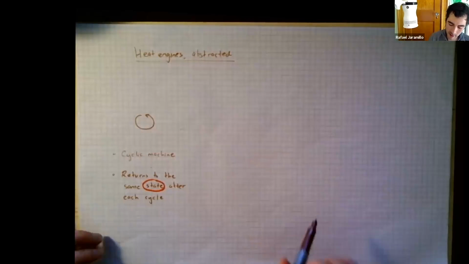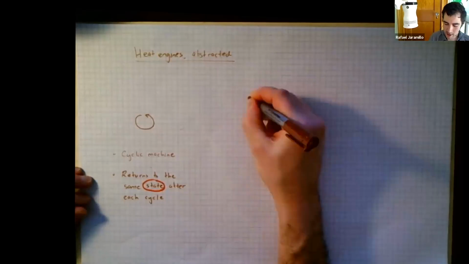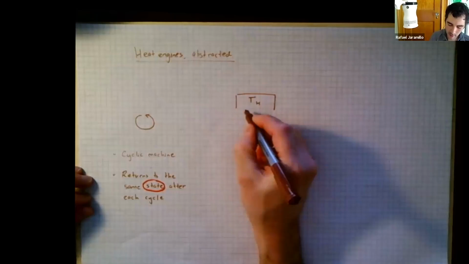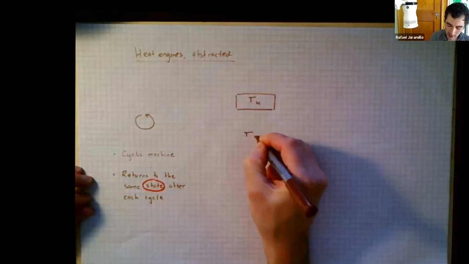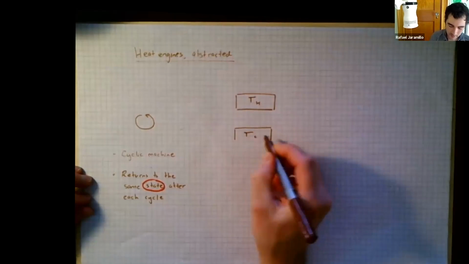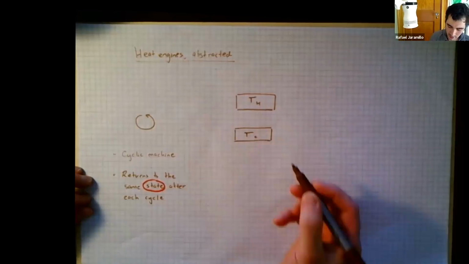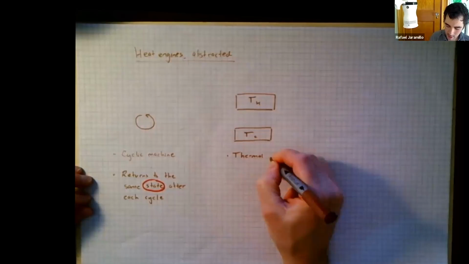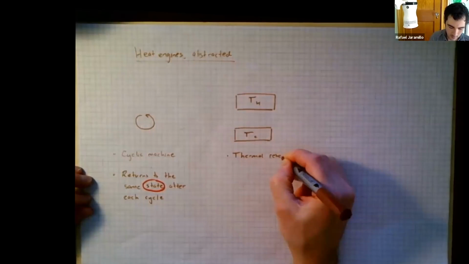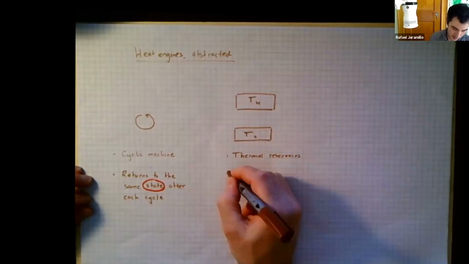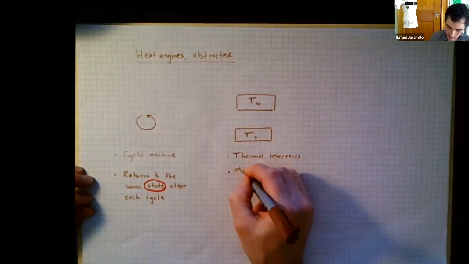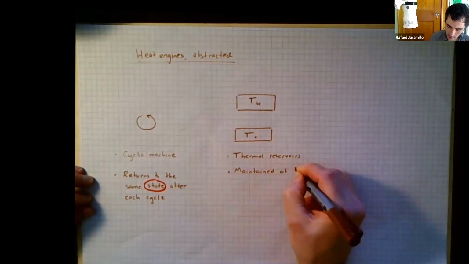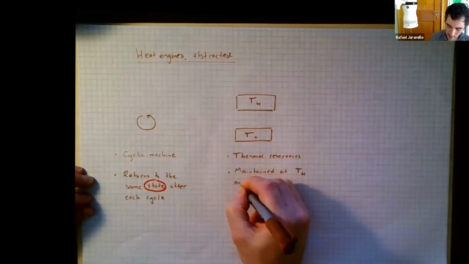So here's another abstraction. We're going to have thermal reservoirs. We're going to have some high temperature reservoir, and we're going to have some low temperature reservoir, T hot and T cold. These are called thermal reservoirs, and they are maintained at T hot and T cold throughout.